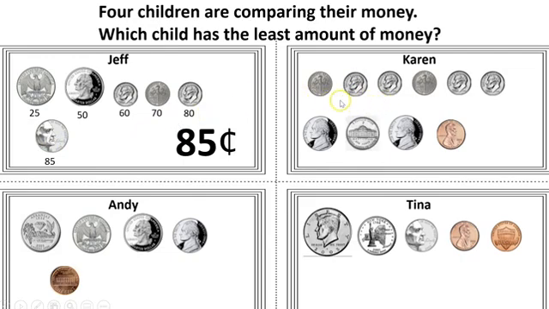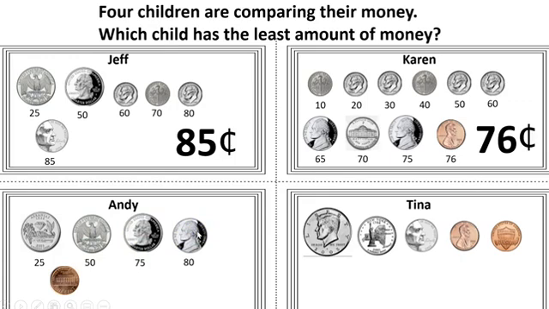Moving over to Karen. Karen has a bunch of dimes over here. They're worth 10 cents. So 10, 20, 30, 40, 50, 60. Nickel's worth 5 cents. So now I need to switch and skip count by fives. 65, 70, 75, and the pennies one more. 76 cents for Karen. Andy. Andy has a few quarters to start with, so I'm going to start with 25. 50, 75. Now we have a nickel, it's worth 5 cents, so 5 cents more is 80. And the penny makes it 81 cents.